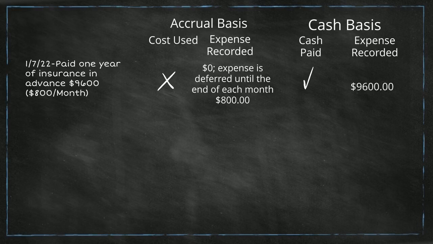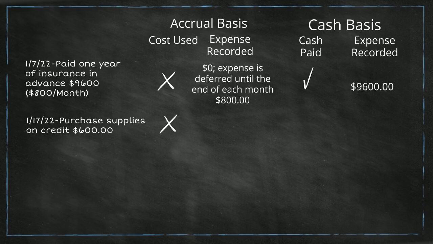Next, the company purchases supplies on credit for $600. Under the accrual basis, the supplies have not been used up, so the company would not record the expense until the supplies are actually used. Under the cash basis, the supplies were purchased on credit, meaning the company promises to pay for the supplies at a later date. So no cash was paid, so you would wait to record the expense until cash is actually paid.